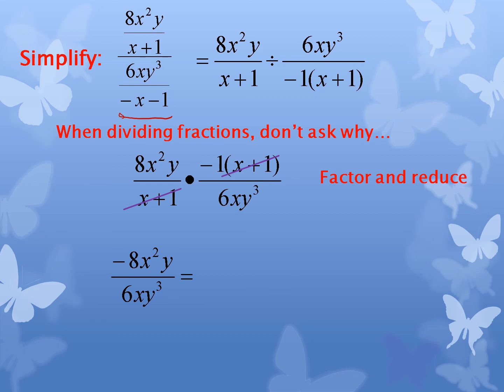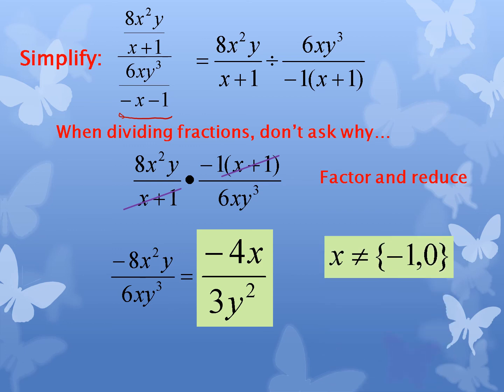So the first thing I see is that negative 8 and 6 are going to reduce to negative 4 over 3. X squared over x is going to become x in the numerator. Y over y cubed is going to become y squared in the denominator. So I end up with negative 4x over 3y squared. Now, let's talk about our variable restrictions and how I ended up with negative 1 and 0.